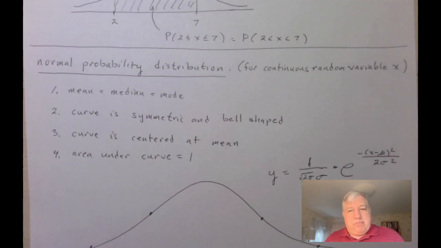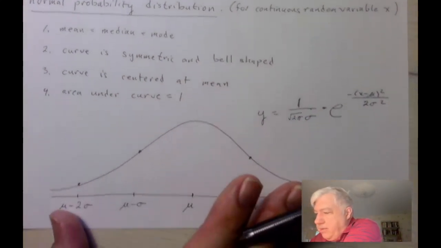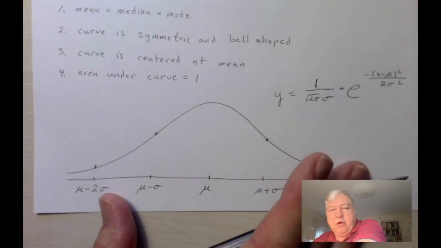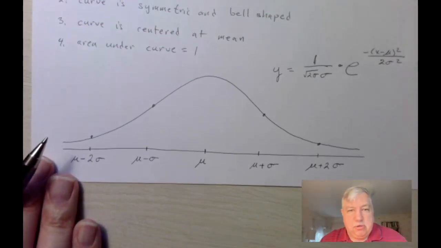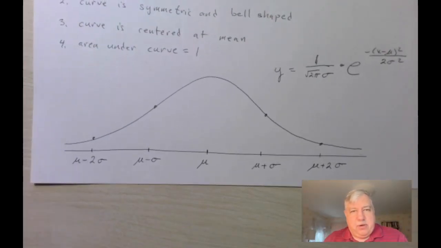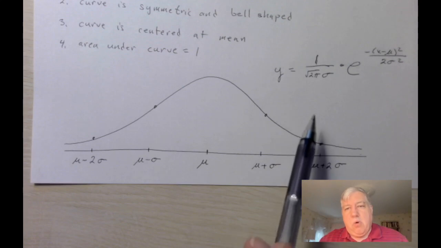The curve is symmetric and bell-shaped, just like the curve had to be when we were talking about the empirical rule. The curve is centered at the mean, and the area under the curve is exactly 1. The normal curve looks like this. Now, we're not really talking about just a single normal curve. Every distribution is going to have its own mean and its own standard deviation. So if we let mu be the mean and sigma be the standard deviation, we define this curve.